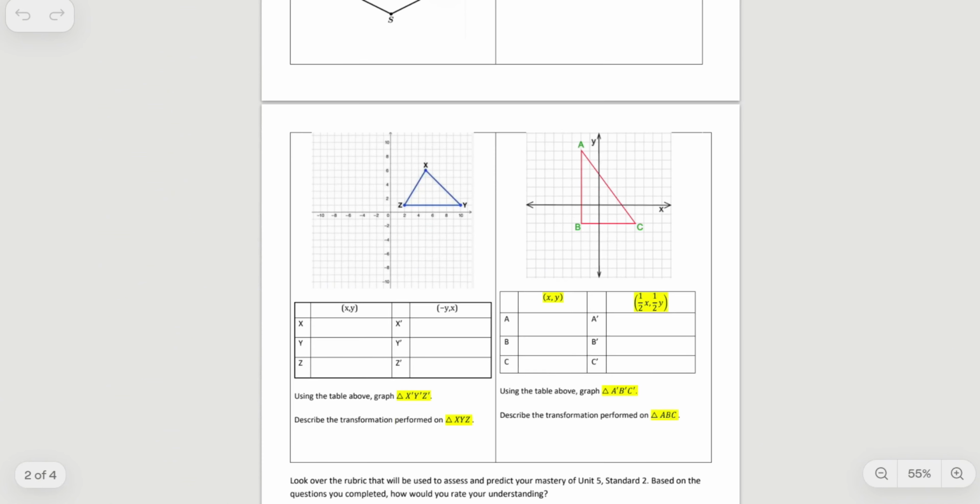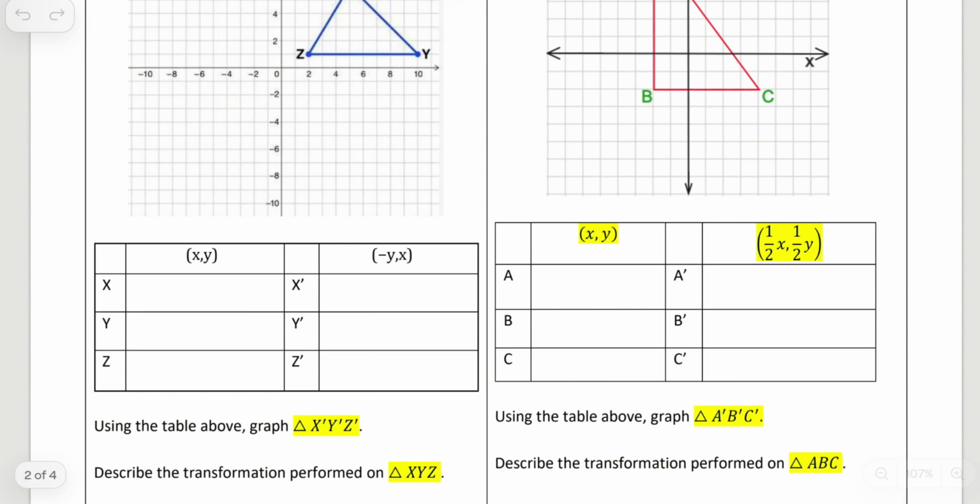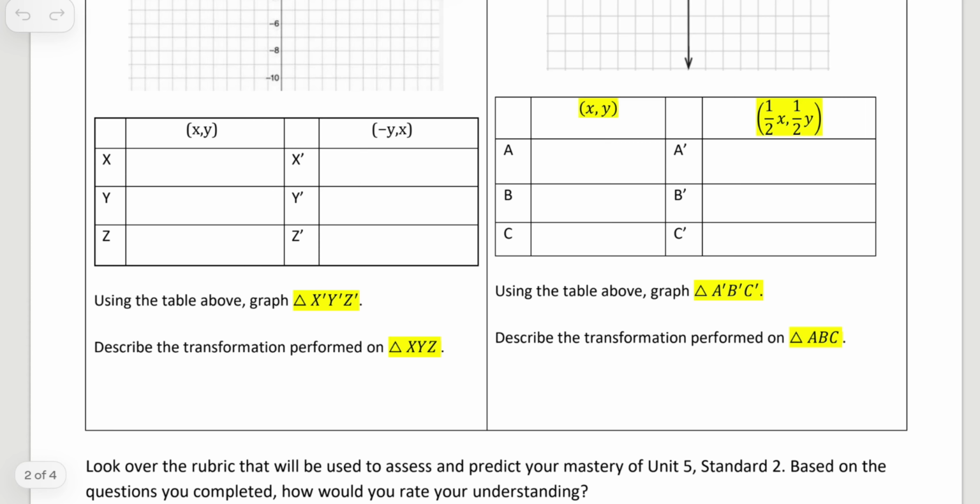First thing, the first question that we're going to be getting into is these two questions right here. So firstly, let's look at what we're asked to do. It says, using the table above, graph triangle x prime, y prime, z prime, and describe the transformations performed on triangle XYZ.